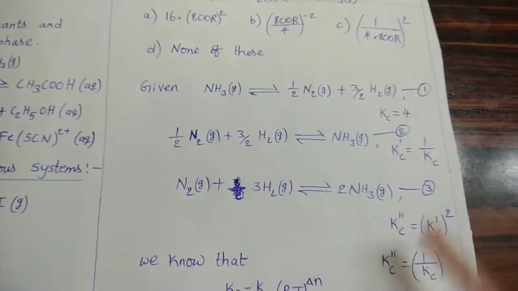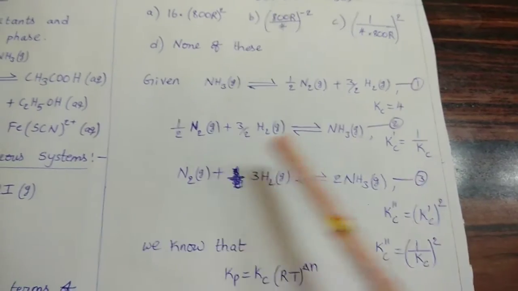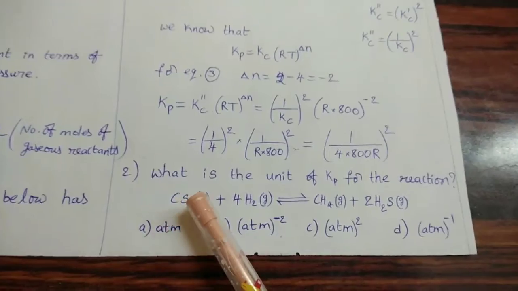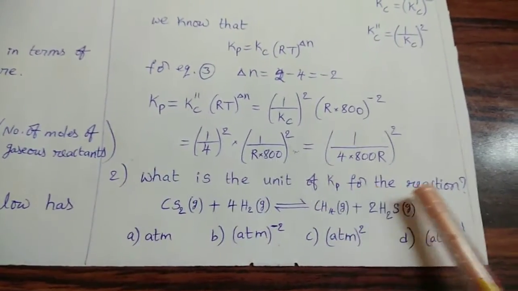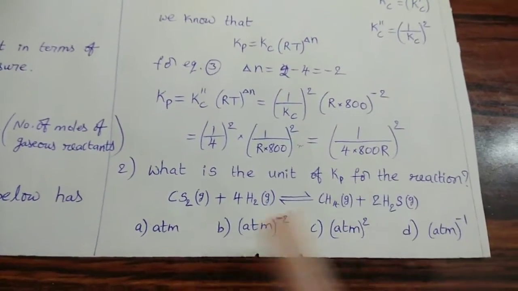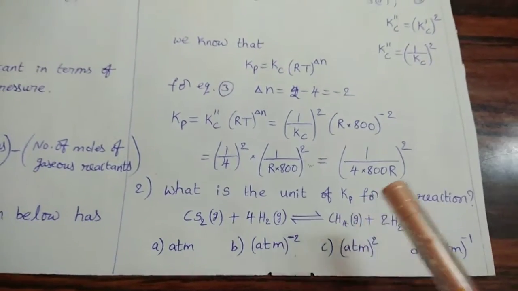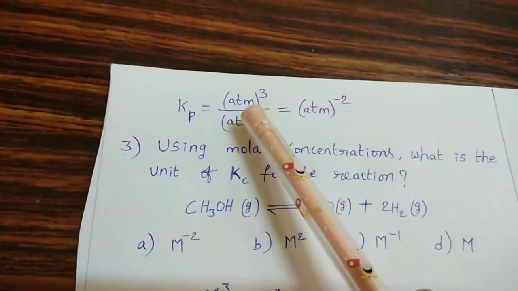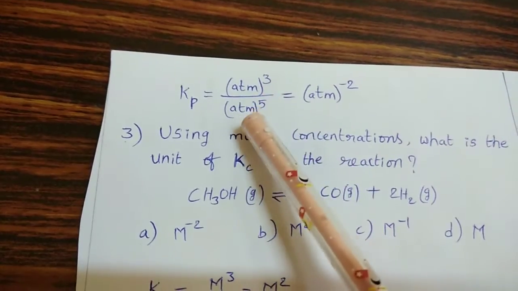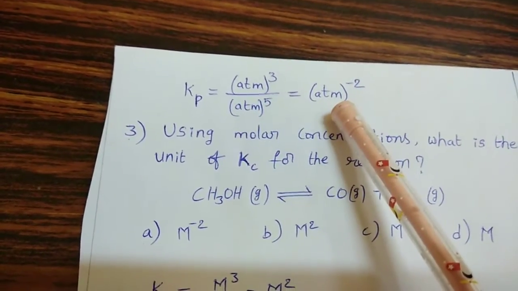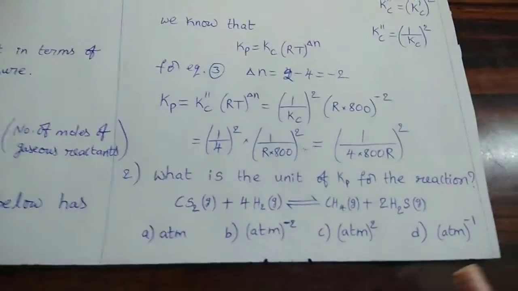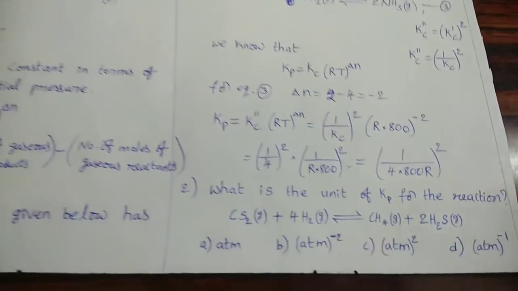Okay. So writing the equilibrium constant based upon stoichiometric equations, you should be very careful. Now see the next one. What is the unit of Kp for the reaction? This equation is given. For the Kp units, Kp equals atmosphere whole power 3 divided by atmosphere whole power 5. Finally we get atmosphere power minus 2. So what is the option for this? Option B is the answer.